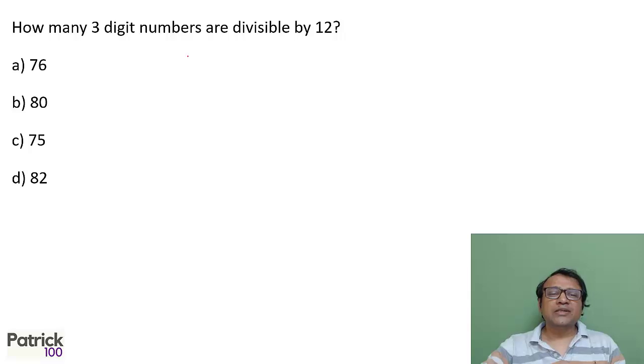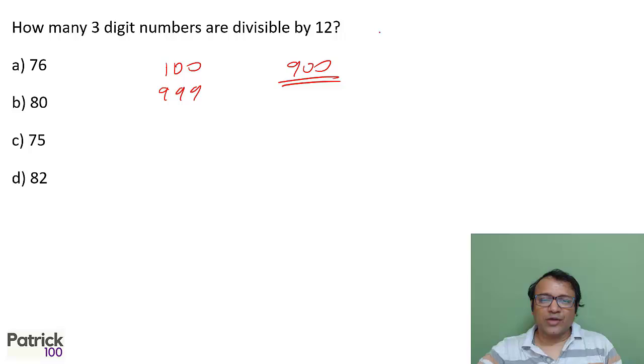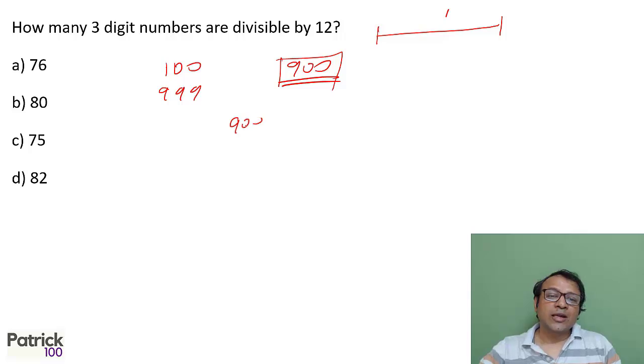How many 3-digit numbers are divisible by 12? So how many 3-digit numbers are there? From 100 to 999, which will be 900 3-digit numbers. Every 12th number will be divisible by 12. In any case, in every 12 consecutive numbers, one of them will be divisible by 12. So 1 to 12, 12 is; 13 to 24, 24 is. Same way, every 12th number is divisible by 12. So in 900 numbers, how many will be divisible by 12? Divide.